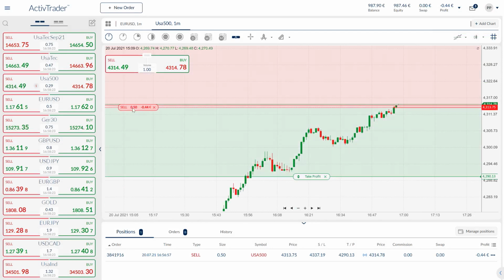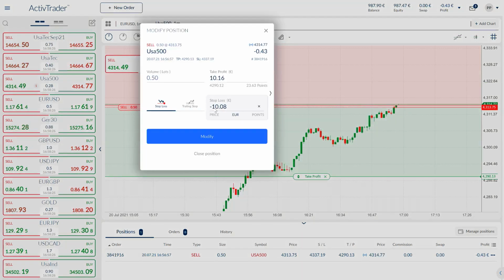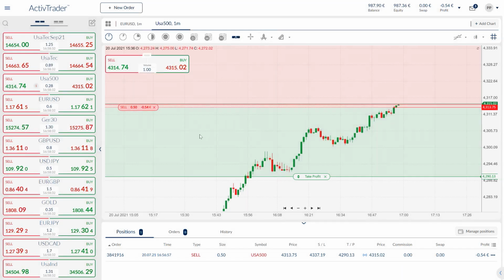So remember, we were risking 20 euros stop loss. Now we're only risking 10, because we divided the position sizing by 2. Are we all agreed with that?